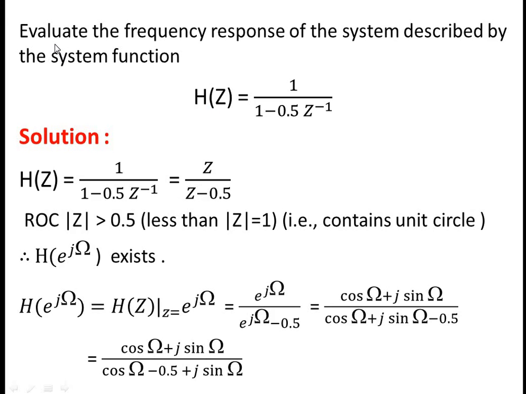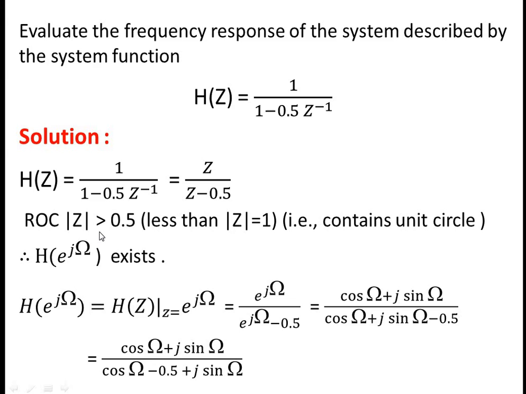The question is, evaluate the frequency response of the system described by the system function. The system function is h of z, in the form of a transfer function. We are not very comfortable solving numerical problems with z power negative values, so we are going to convert all the negative powers of z into positive powers. After converting, we can represent this h of z as z divided by z minus 0.5.